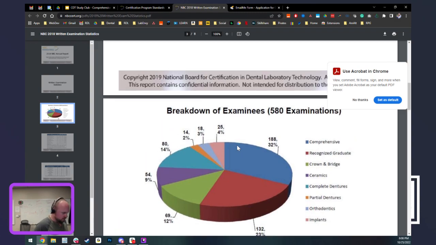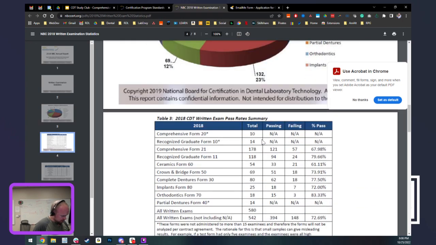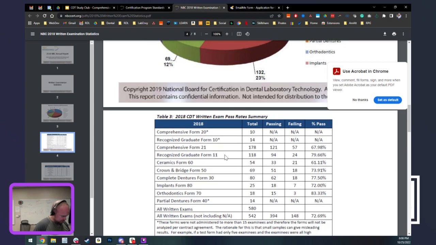So there were 580 examinations. 188 of those were comprehensive. Let's focus just on the blue here. So in the comprehensive form 2, we don't know how many passed or failed. There was a 68% pass rate on comprehensive form 21. Yeah, so 178 people took comprehensive form 21. 121 of them passed, 57 failed. So that's a 68% pass rate.